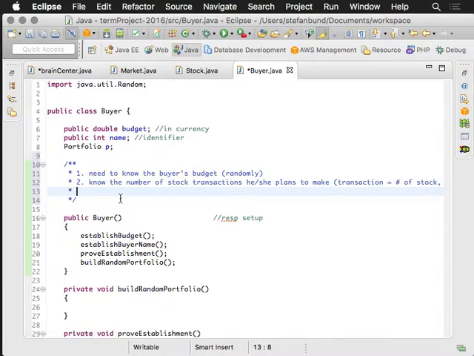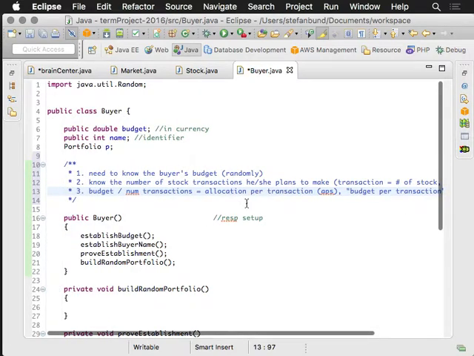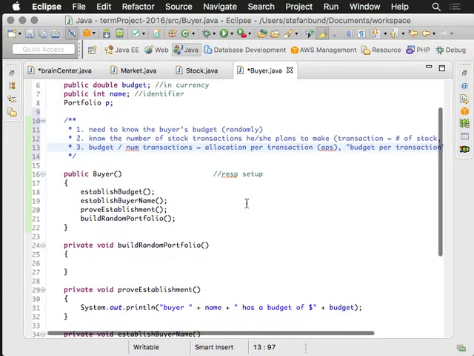So when you think about it, once you know the number of stock, so if you know the number of transactions and you take your budget and you divide it by that number of transactions, what you end up with is an allocation per share, or an APS value, which is kind of like the budget, or the allocation per transaction rather, which is a budget per transaction. Okay? So that's quite interesting. So we really need to have those three things.